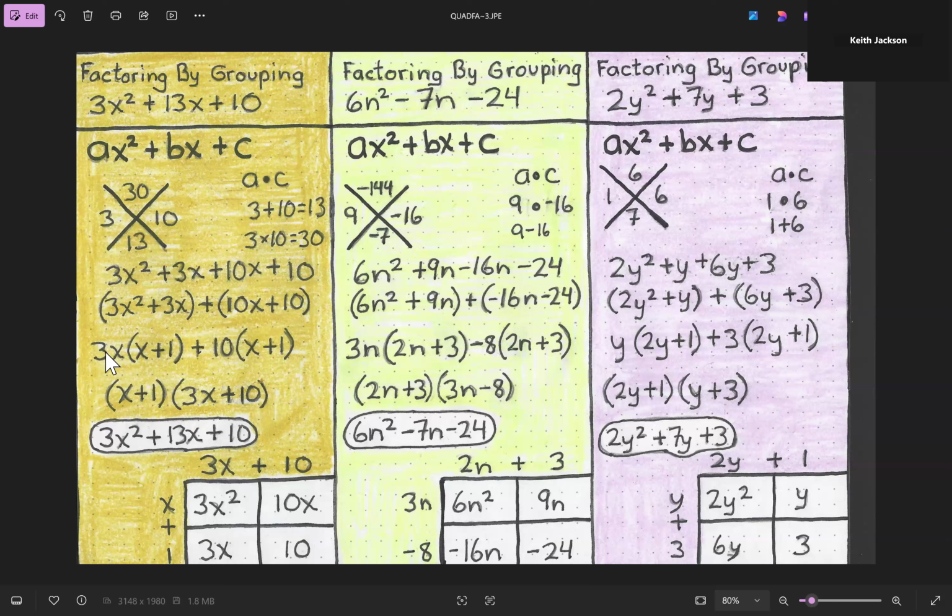And then what we're going to do, we're going to take this 3x and add that to 10. That would be our second group right here. And so in its factored form, 3x squared plus 13x plus 10 is the same thing right here. And how do we know?